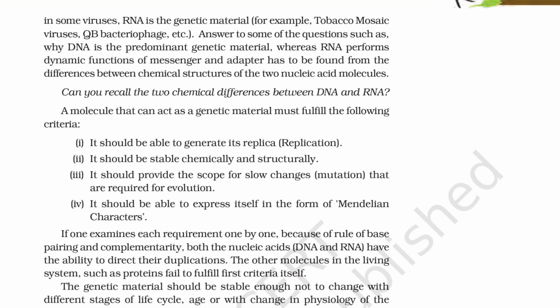If one examines each requirement one by one, because of the rule of base pairing and complementarity, both the nucleic acids, DNA and RNA, have the ability to direct their duplications. The other molecules in the living system, such as proteins, fail to fulfill the first criterion itself. The genetic material should be stable enough not to change with different stages of life cycle, age, or with change in physiology of the organism.